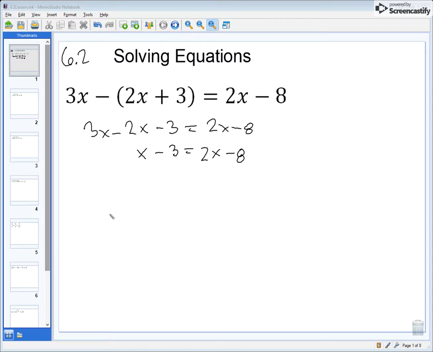At this point I want to get the x's on the same side. This 2x on the right side is the bigger one, so I'm just going to subtract x from both sides. That leaves me with negative 3 is equal to x minus 8. Now I can add the 8 over to the left side, and that gives me my answer that x is equal to 5.